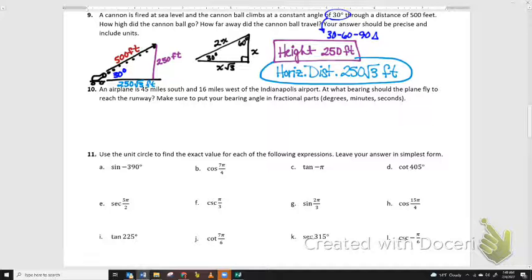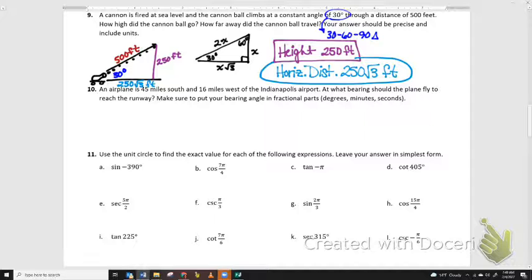It's a 30, 60, 90 triangle, so it has these relationships right here. Your hypotenuse is always going to be twice your short side. Here's my hypotenuse, so my short side is going to be half of that. The long side is always going to be the short side times radical 3. So once I know that the short side of this triangle is 250, this side has to be 250 radical 3, because that's true on all your 30, 60, 90s.